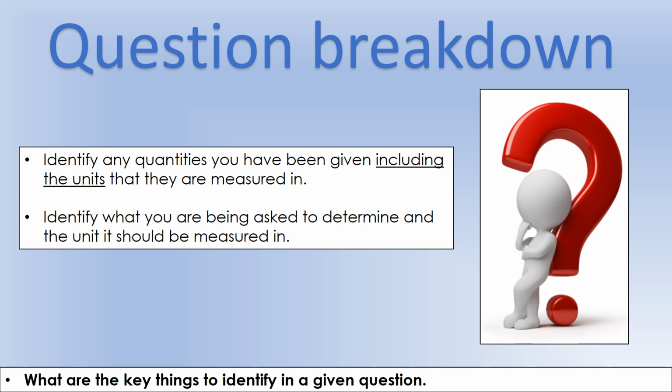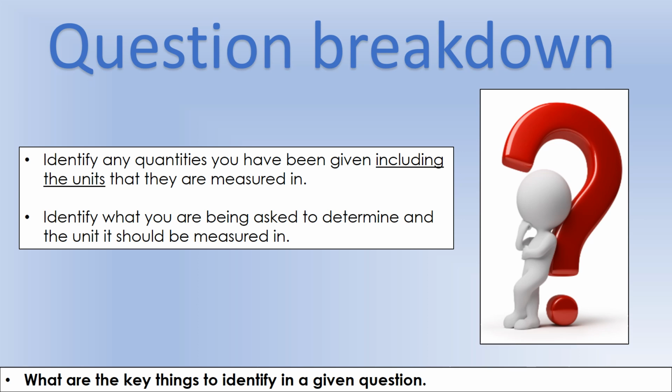So, what are the key things we're going to try and identify? What is our process going to be for automating question breakdown? We are going to want to identify any quantities we've been given, including taking in the units that they're measured in. And we're going to want to take in what we're being asked to determine and the unit it should be measured in. So, this one would be our automation process for calculation type questions. That's the thing we're going to do every single time we're working through stuff.